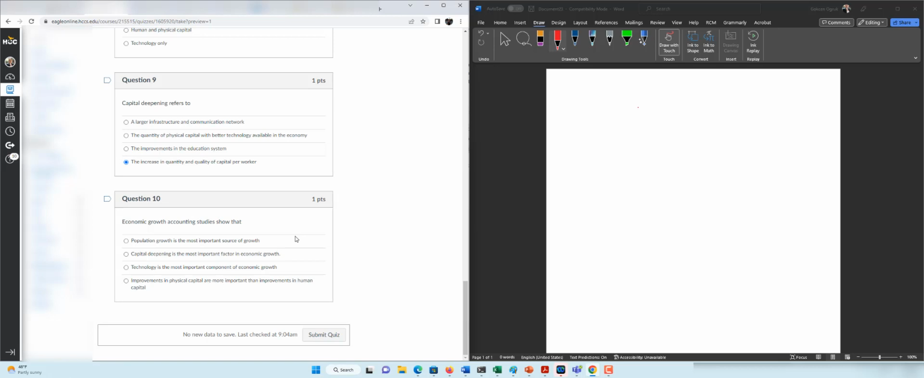The simple example is, if I give you one computer, and you work as a data analyst, your productivity increases a lot, but the second computer, which means an increase in physical capital, is not going to increase your productivity as much as before. The reason is that the second computer is only going to be used when the first computer doesn't work. Therefore, capital deepening is not the most important factor. There are diminishing returns to capital. When you increase the capital, the return from the capital diminishes. Technology is the most important component of economic growth is correct. So these are the answers for the quiz question.